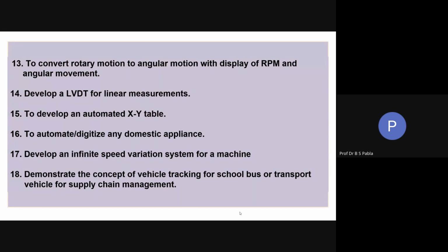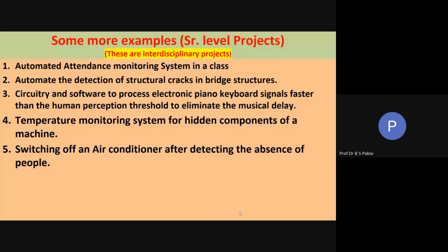If the student does this, I'm sure there's a lot of learning in the discipline, because all these steps are inclined towards mechatronics, actually, what I have written. I had discussed with some senior faculty member. He says, sir, after discipline, mechatronics. I said, no, I am from mechanical engineering, but probably I need that people should do this, and there will be a lot of learning for the students in this. Some more examples: temperature monitoring system for hidden components of a machine, similar.